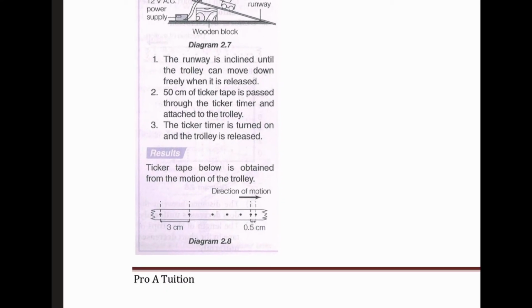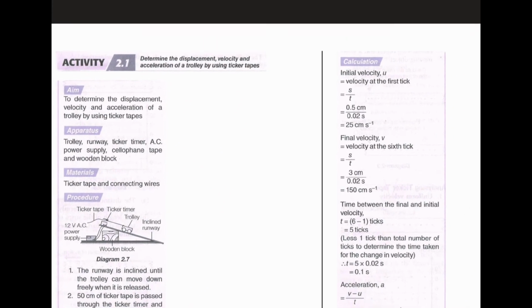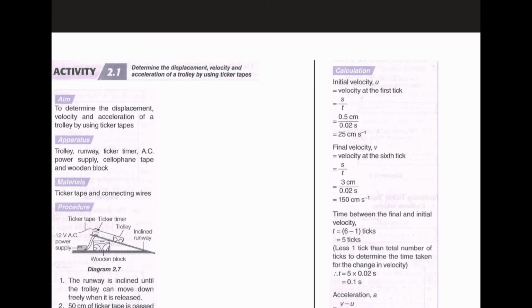Ticker tape below is obtained from the motion of the trolley. Okay, so you can see the direction of motion is this way. That means the first dot is here, the last is here. Initially they are slow, so they only make 0.5 cm. At the end they are fast, that's why they make 3 cm. Now we want to calculate the displacement, the velocity, and the acceleration.